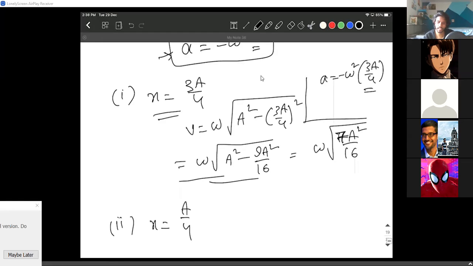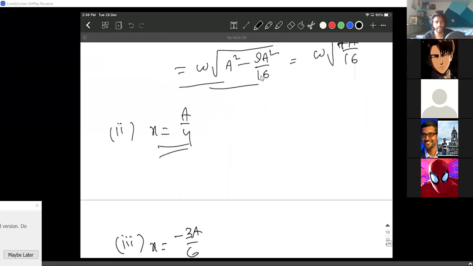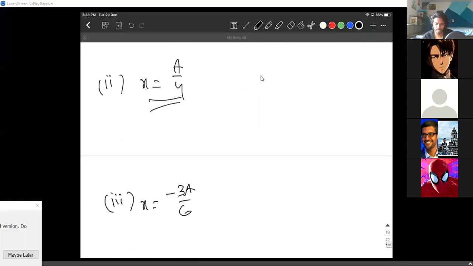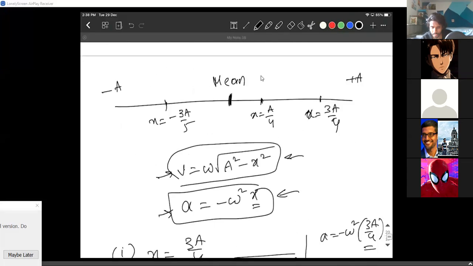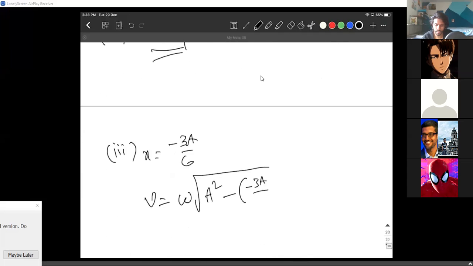Similarly, I have to do the same thing for a. It's a positive value again, so I don't have to calculate it. Let us do the first negative value, minus 3a by 6. Did I give 3a by 6 or 3a by 5? It's 5, sir. It was 3a by 5. I'm sorry.